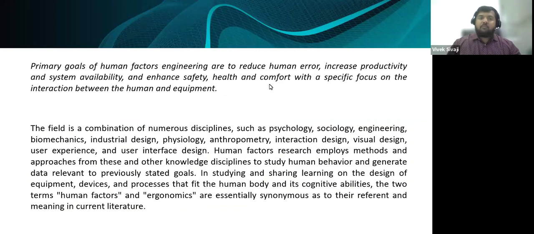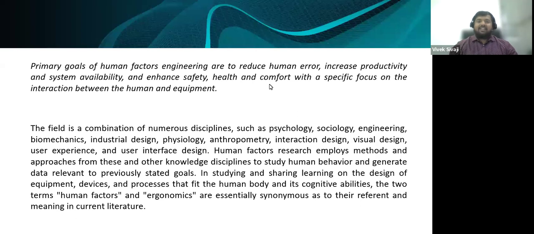At the end of the day, the primary goal of human factor engineering is to reduce human error and to facilitate a situation where you are increasing your productivity and system availability, and at the end of the day, obviously enhancing your safety, health, and comfort with a specific focus on the interaction between human and equipment, right?